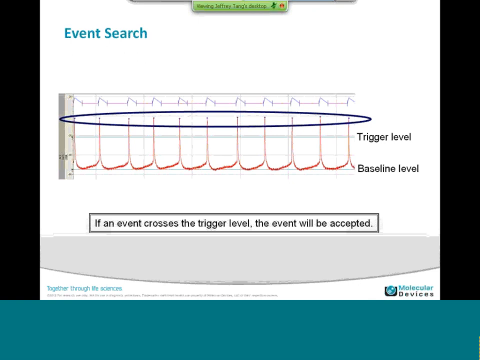This slide shows you how we can capture the spike events in a gap-free recording. You can see there's a trace of action potentials here. There are two important lines: one is the trigger level, and one is the baseline level. Once the event crosses the trigger level, the event will be accepted. So you can see so many action potential spikes are accepted or captured in this example.